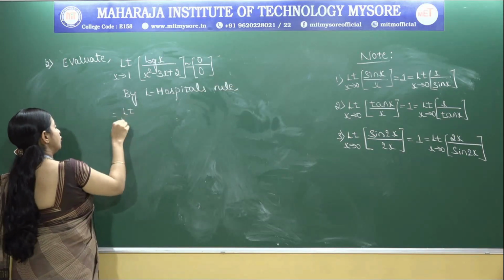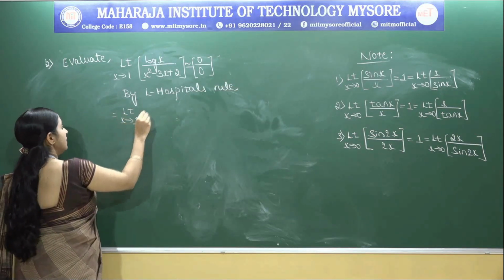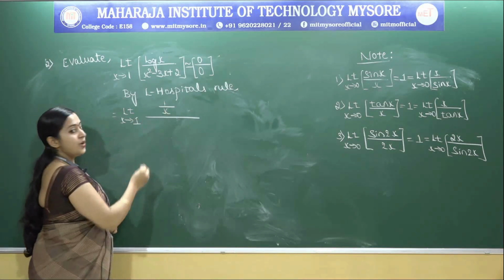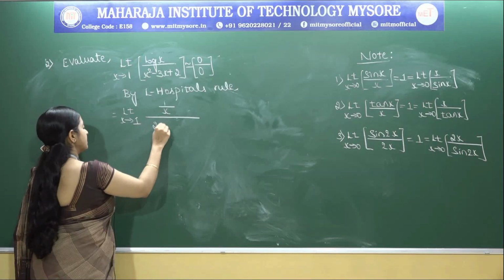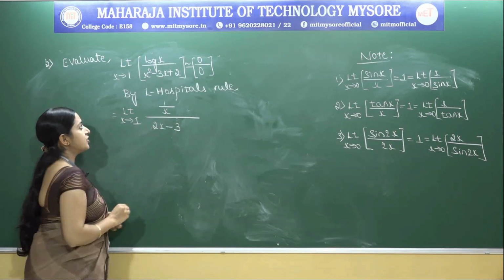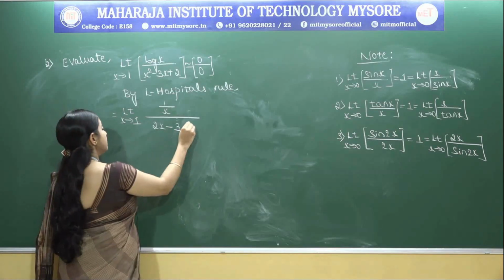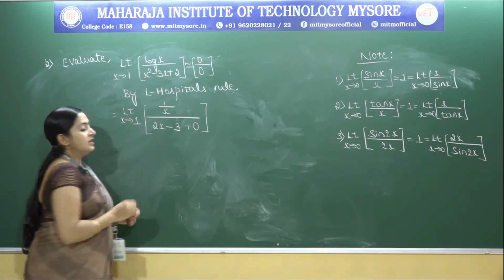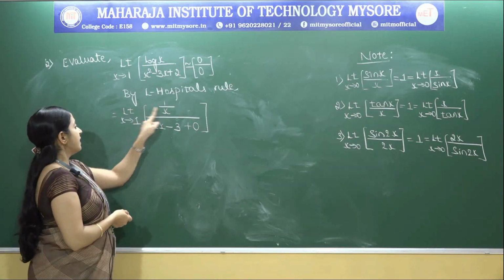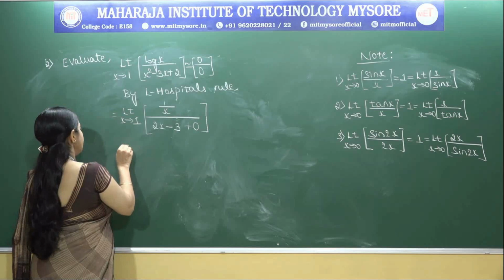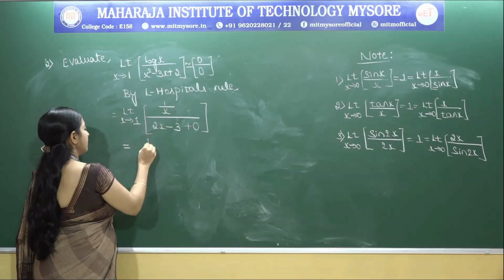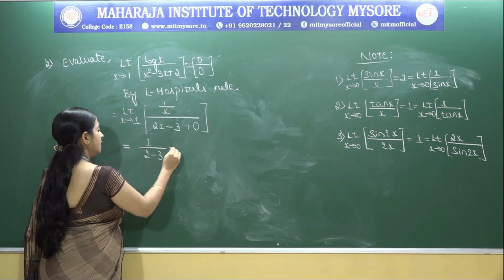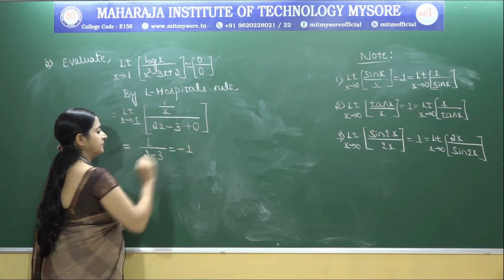That is, differentiate the numerator and denominator separately. The log x differentiation is 1 by x, x square differentiation is 2x, minus 3x differentiation is 3 into 1. Since the 2 is constant, the differentiation is 0. Then apply the limit, x equal to 1. So numerator you will get 1, denominator 2 minus 3, you will get the answer as minus 1.